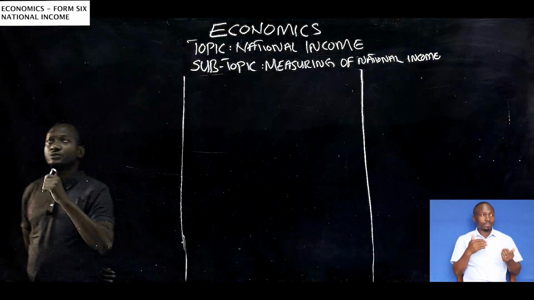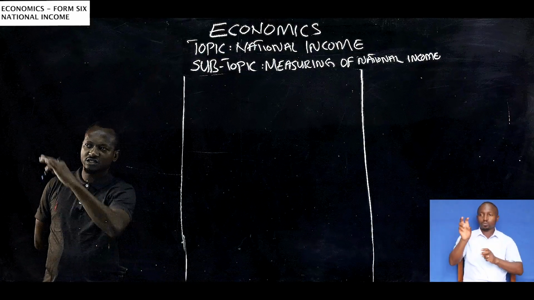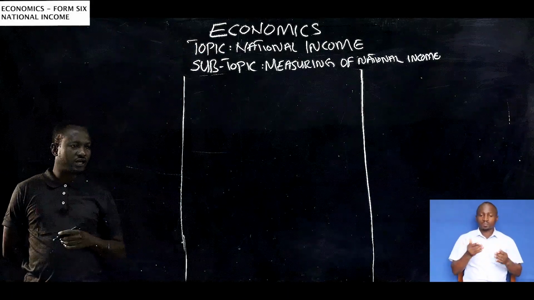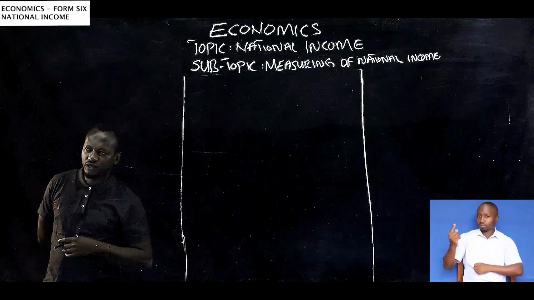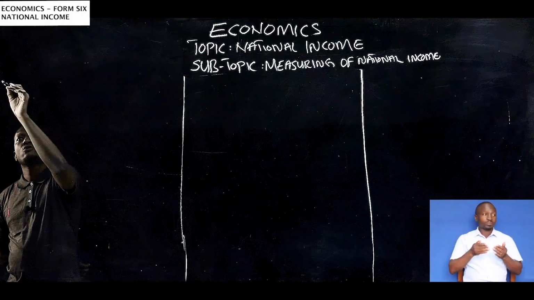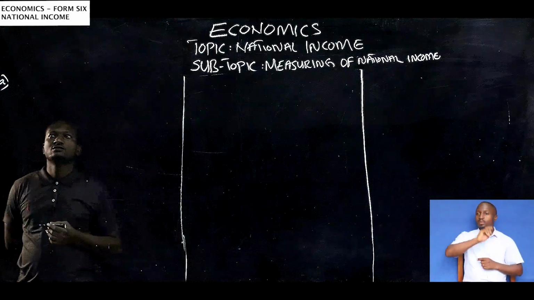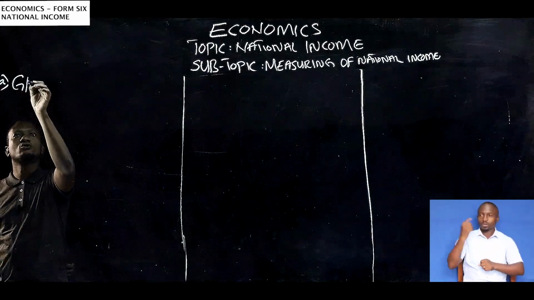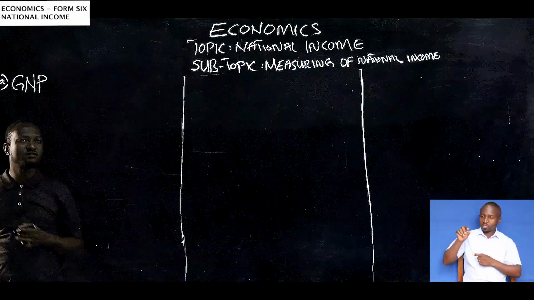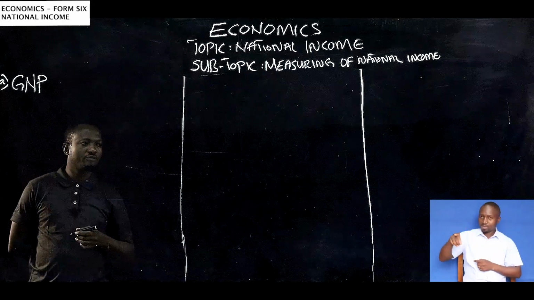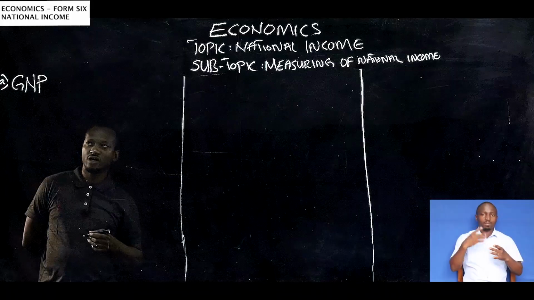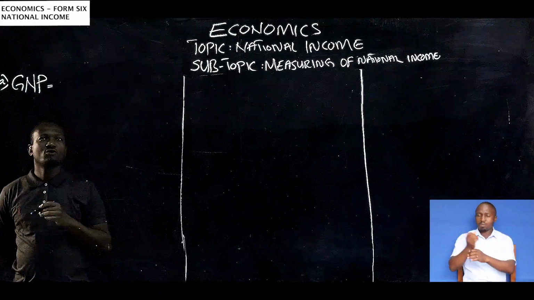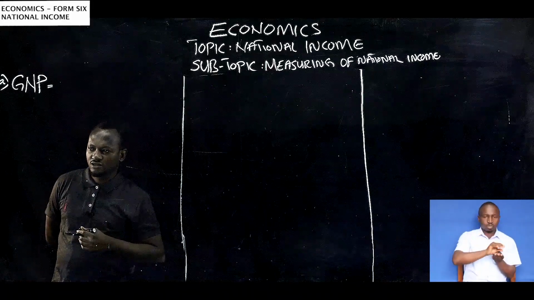So according to the income method, because our information is concerned with the income method, if the question wants us to compute national income or gross national product, in short you can say GNP, it means total national income. We have to add all incomes.